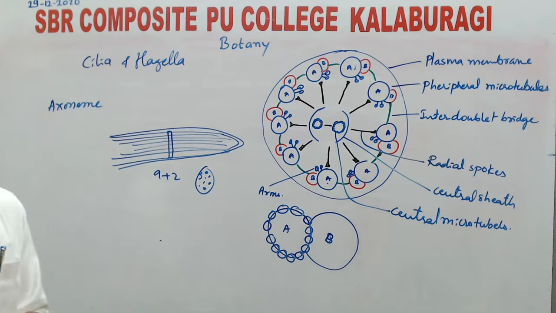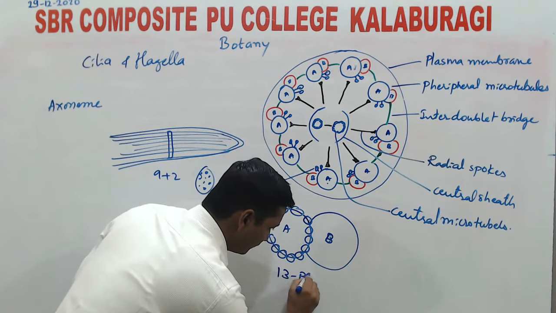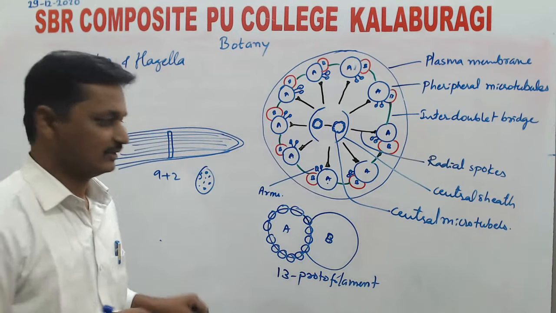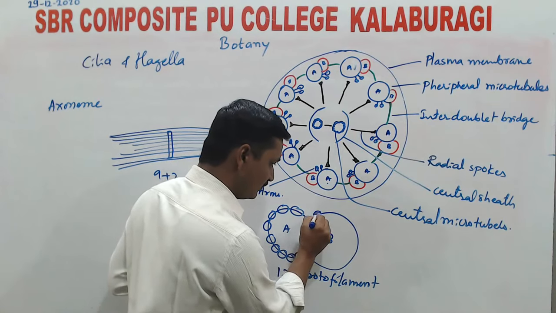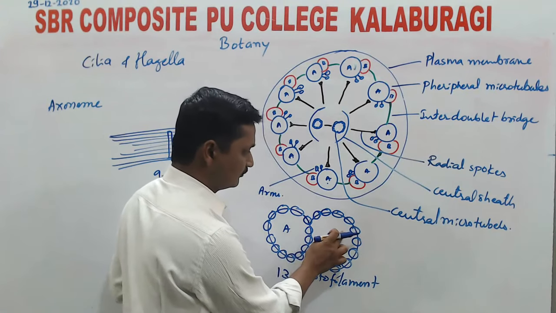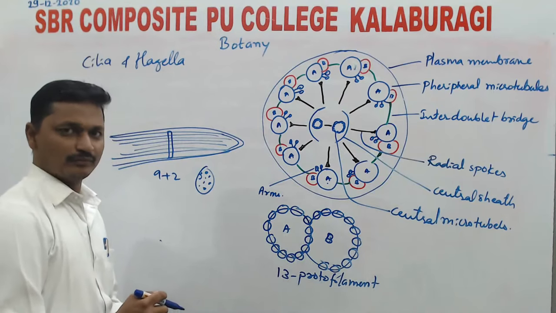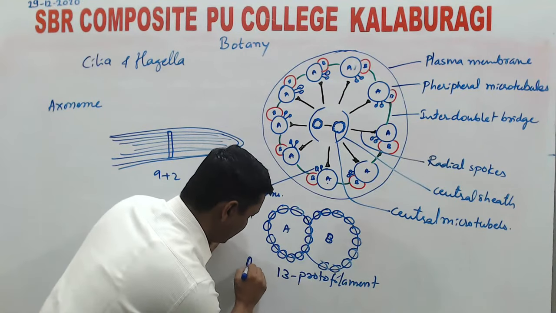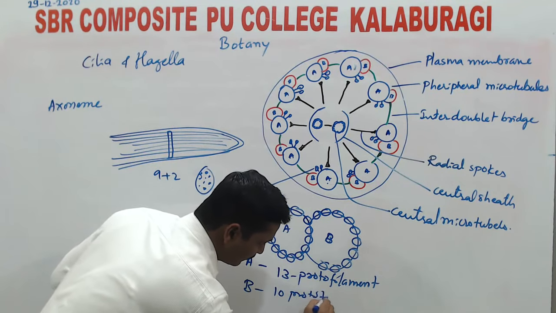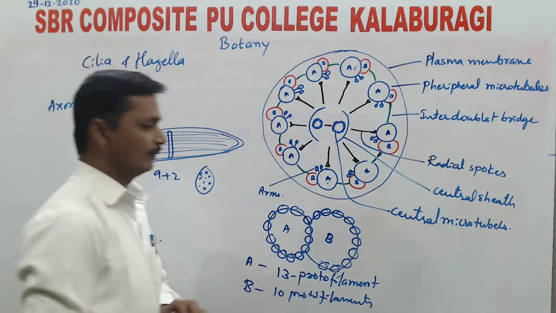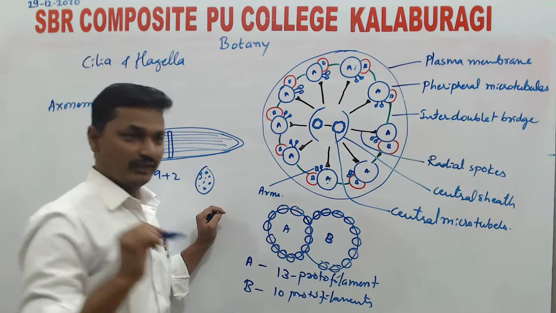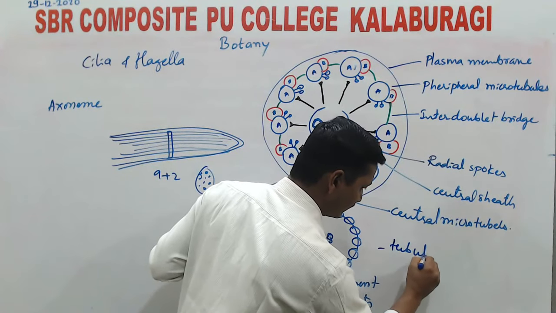The filaments are made up of proteins called protofilaments. Subunit A is made up of 13 protofilaments, and subunit B is made up of 10 protofilaments. And these protofilaments are made up of a protein called tubulin.